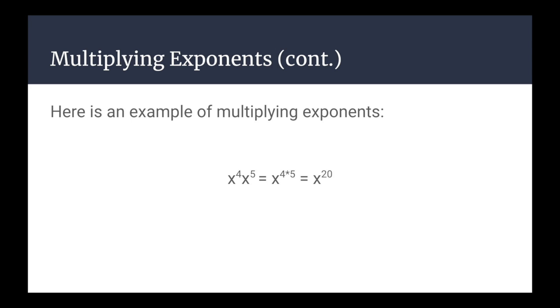Here's an example of multiplying exponents. So here we have x to the 4th power times x to the 5th power. So this is equal to x to the power of 4 plus 5, which is equal to x to the power of 9.